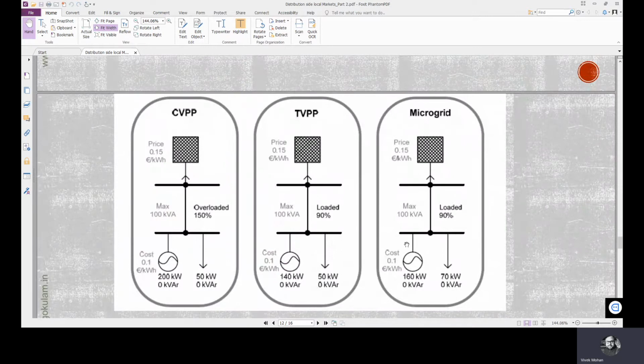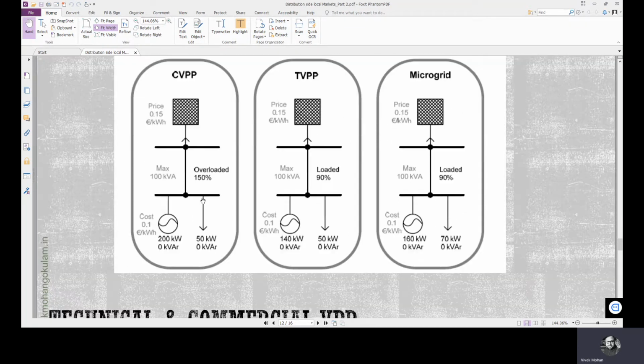Now, this is commercial VPP, CVPP. Then this is technical VPP, TVPP, and this is microgrid. Let's see first what is commercial VPP. The upstream grid price or the wholesale market price is 0.15 euro per kilowatt hour here. The line capacity is 100 kVA. The maximum line carrying capacity is 100 kVA.